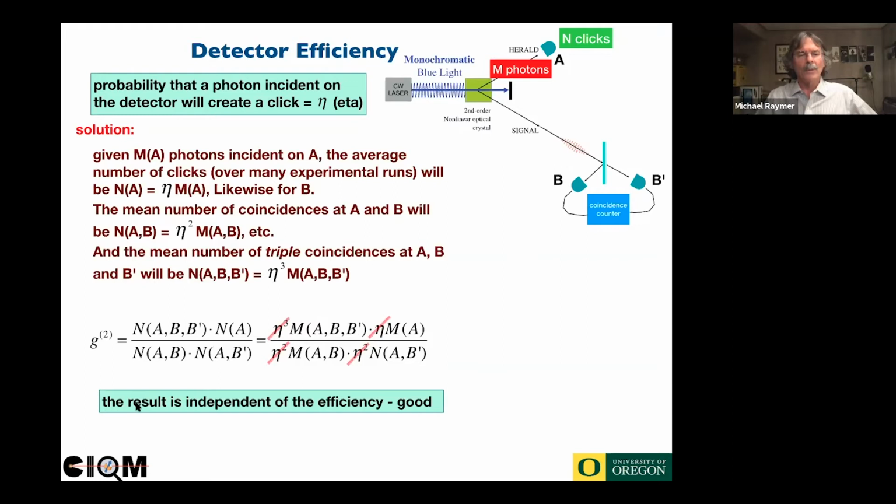So if the etas are equal, we can see the result is independent of efficiency. If the etas are almost equal, it's going to work as well. That's for sure. In fact, here is the question that was just posed.